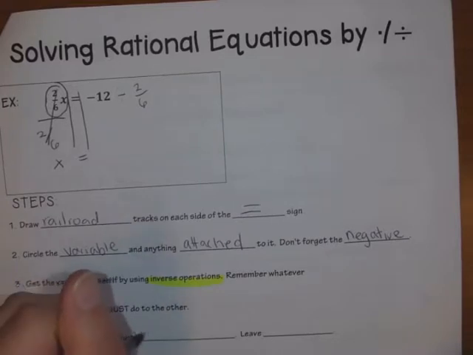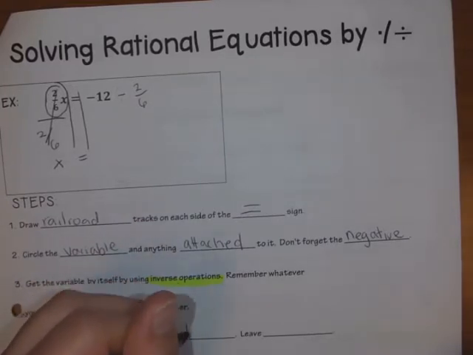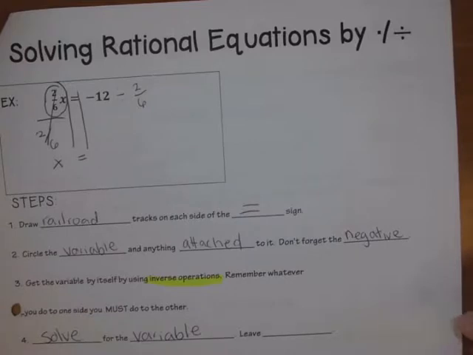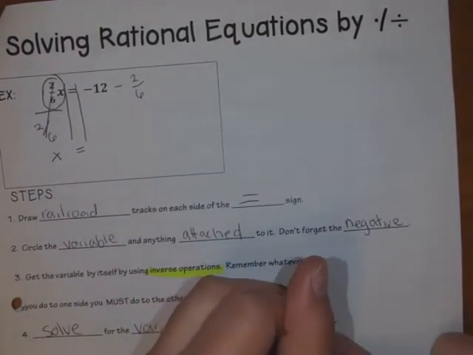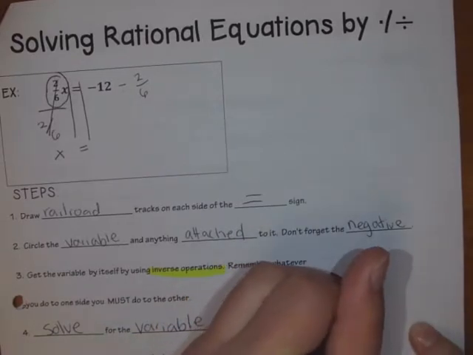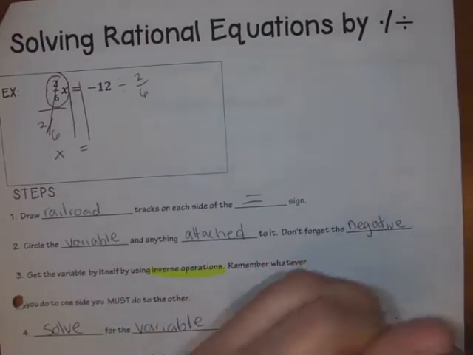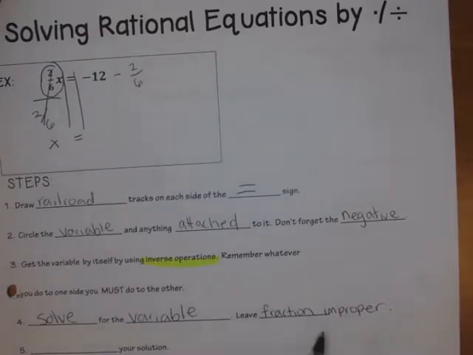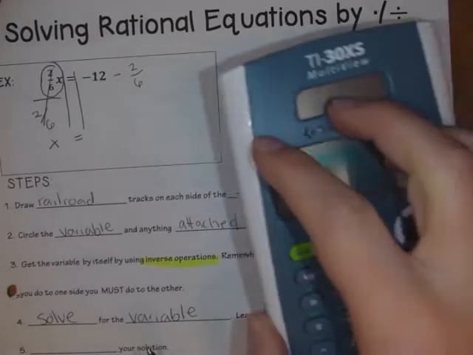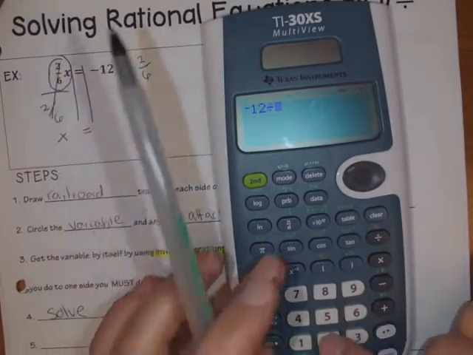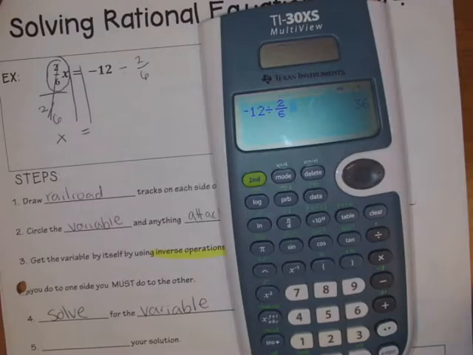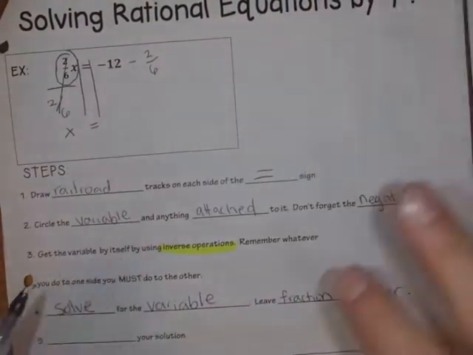solve for the variable. If you notice, that's exactly what we're doing, solving for the variable. And then leave the fraction improper. Okay, it does not need to be a mixed number or anything. And so now we have -12 divided by 2/6, -36.